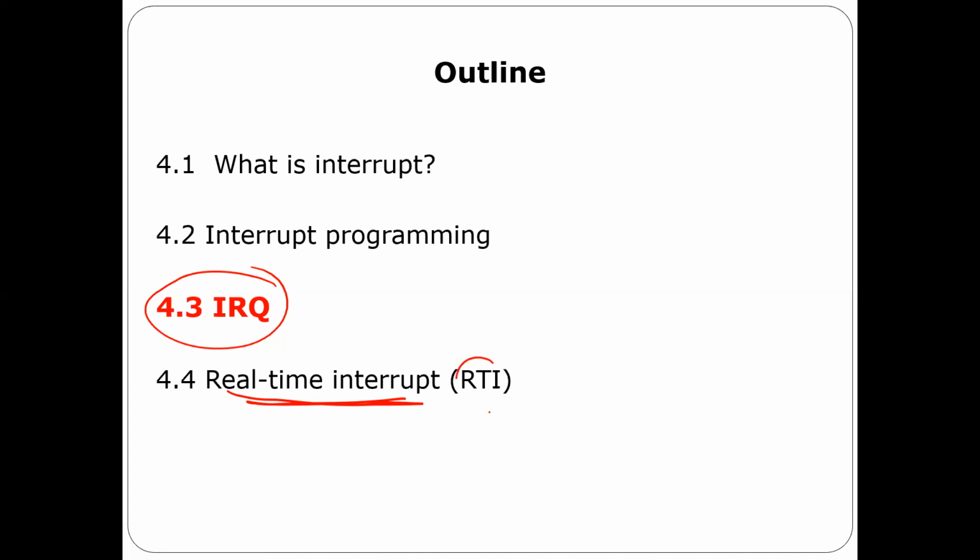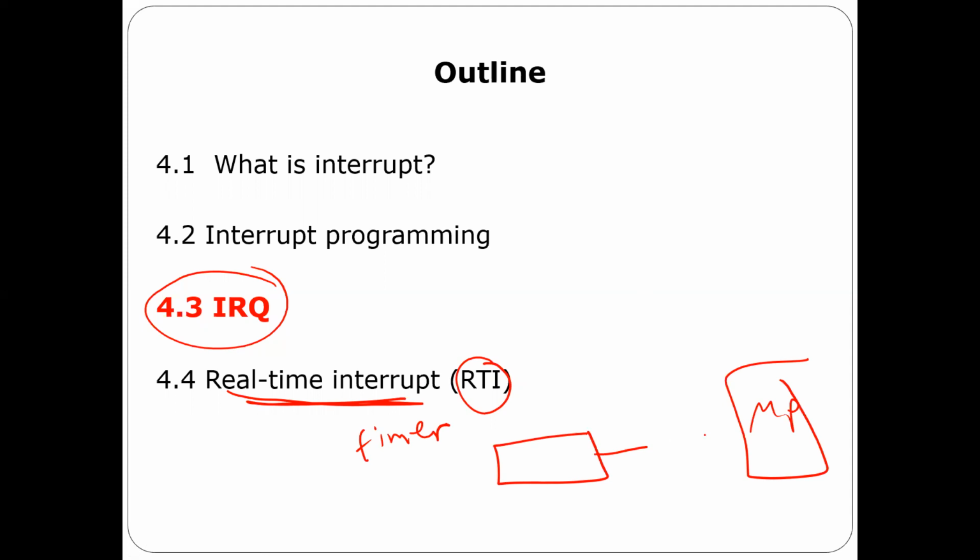Real-time interrupt, or RTI. This is easy. This is just a timer. Once you set the timer, you can tell the timer, this is the microprocessor, right? The microprocessor can tell the timer, I need interrupts every, for example, 10 milliseconds. So once the microprocessor does that, the microprocessor is going to be interrupted every 10 milliseconds. So there is an interrupt every 10 milliseconds automatically coming from the timer.